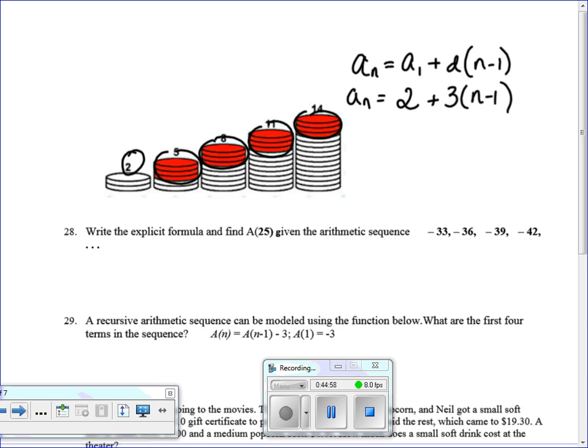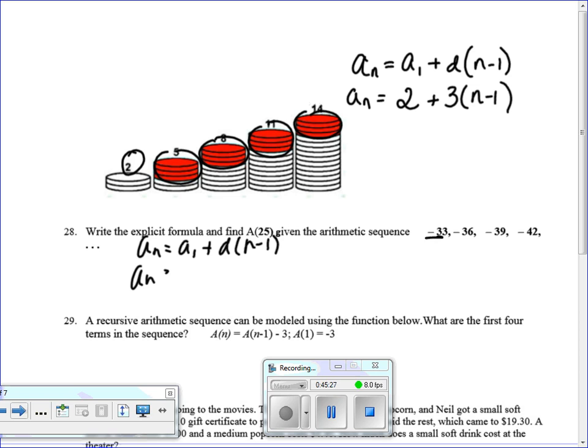Looking at 28. 28 says write the explicit formula and find the 25th term. So again, your explicit formula is a sub n equals a sub 1 plus your common difference times n minus 1. Okay. We'll worry about the 25th term in just a minute, but we do need to know the first term in order to write our explicit.